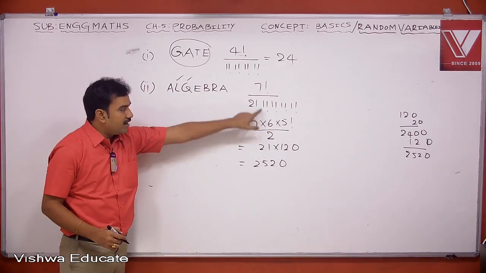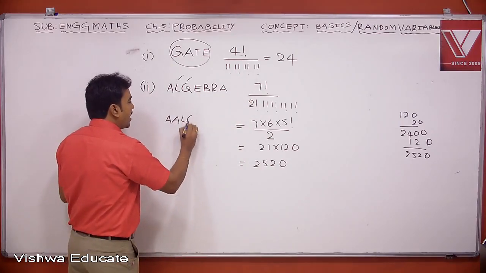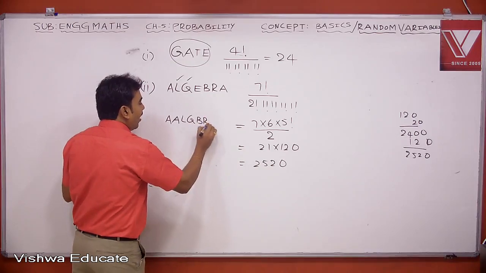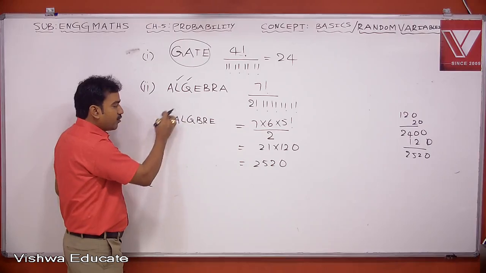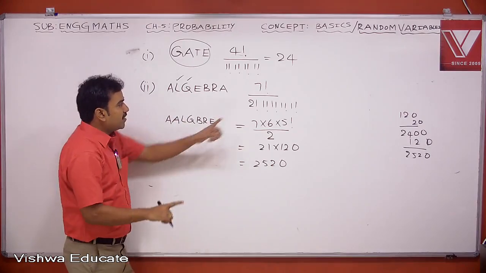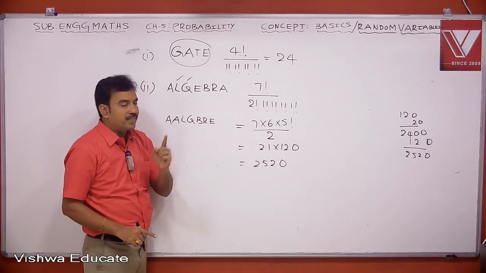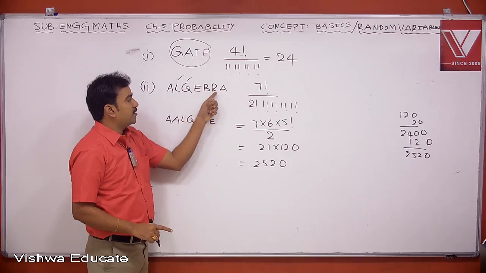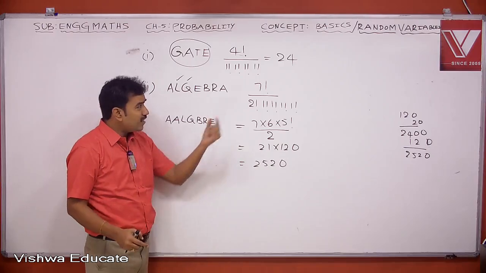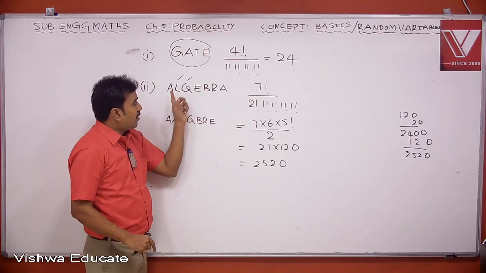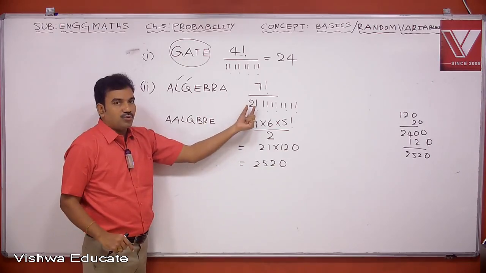Why were we dividing with the factorials? Because sometimes I will write like this: A, this is one word: A A L G B R E. But here both are same. Even if you write it a different way, it has to be counted only one time. But in this case, I wrote 7 factorial by treating each symbol as a distinct symbol. So 1, 2, 3, 4, 5, 6, 7. So the A's I have counted 2 times. So therefore 7 factorial, but unfortunately we have counted A 2 times. It has to be counted only one time. So divide with 2 factorial.